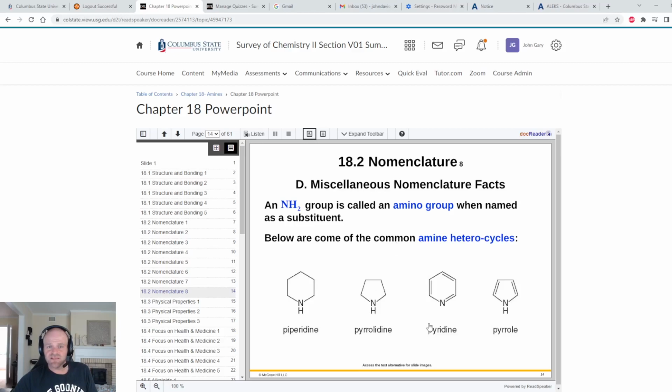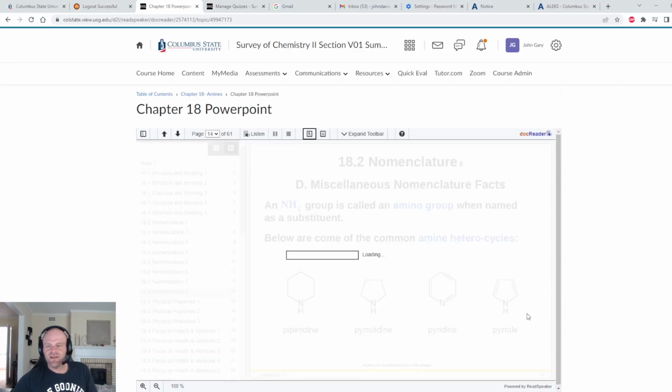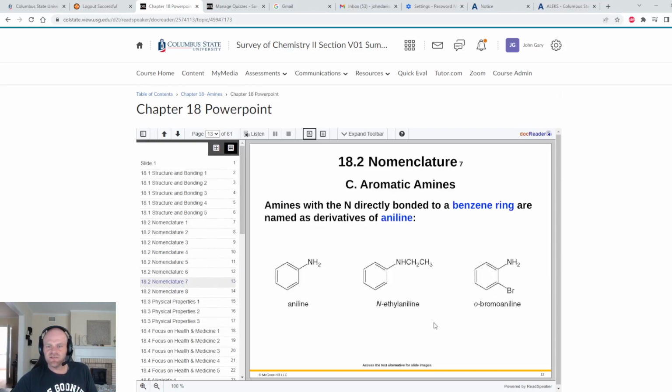If you had something else attached there to the nitrogen, you just say N. Let me see. Here it is. N-ethyl. So ethyl group attached to the nitrogen. N-ethyl. Drop the ending. Add aniline. N-ethyl aniline.